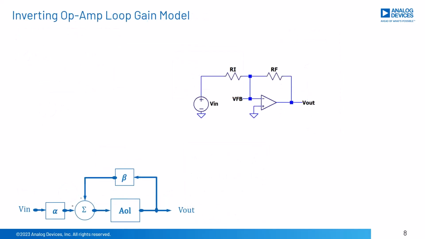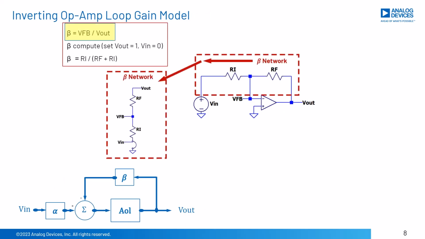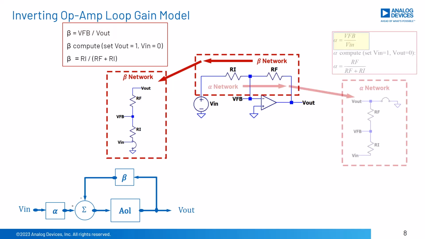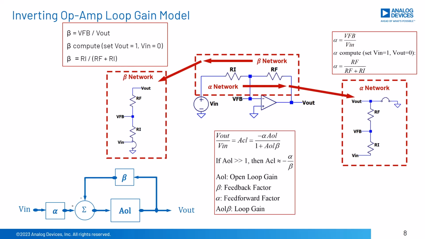Now let's look at the inverting op-amp configuration and its control loop equivalent diagram. We will define a term, beta, which is the portion of Vout that is fed back into the inverting input of the op-amp, here denoted as VFB. We will further define a term, alpha, which is the portion of Vin that is fed into the inverting input of the op-amp, here denoted as VFB. Our control system equivalent diagram is used, after some algebraic manipulation, to yield the closed loop equation, Vout over Vin equals ACL or closed loop gain, which equals minus alpha times AOL divided by 1 plus AOL beta.